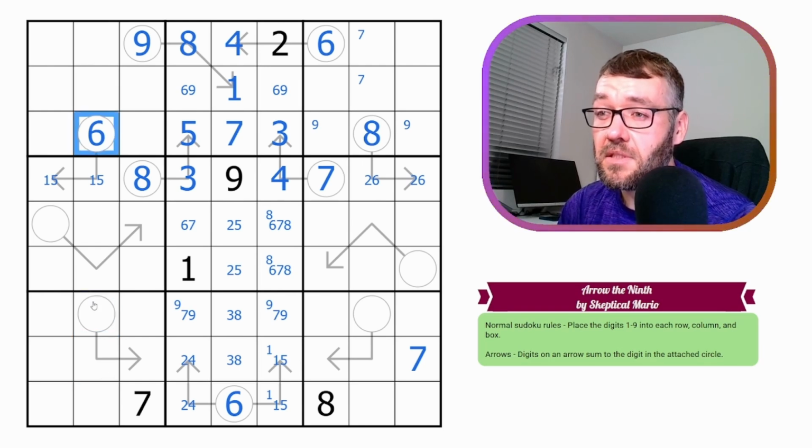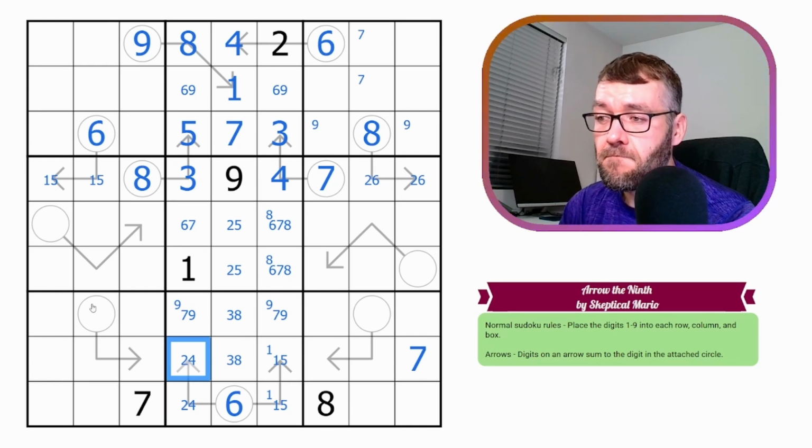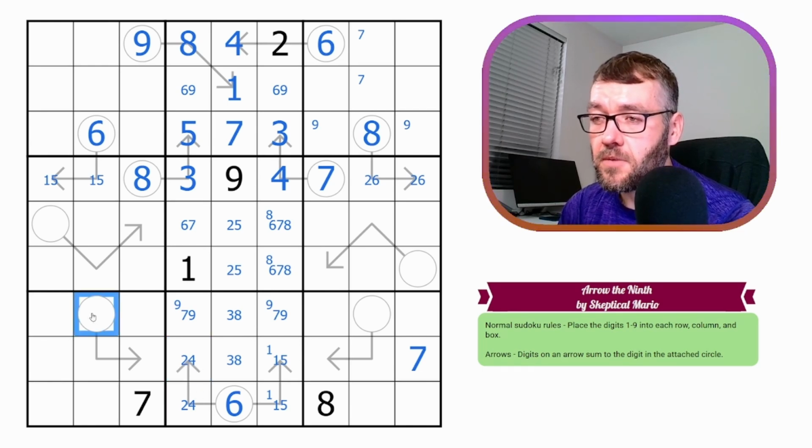Can't be 7, can't be 6. Could it be 5? We could do 2, 3 if this is a 4 here. So that still works. Could we do 4? Make this 1, 3, yeah. So this could be 4, 5, or 8. Actually, it could even be 3.